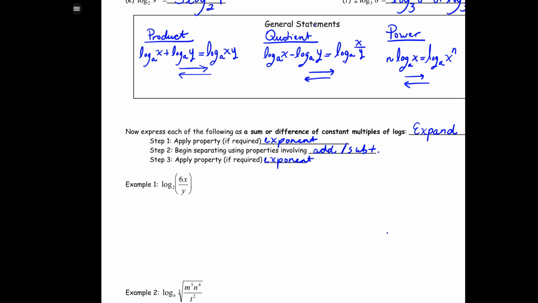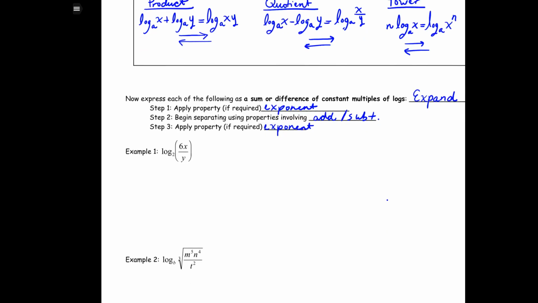So let's take a look at example 1. Example 1, we have log base 2 of 6x divided by y. What do you think we would do to separate this? Any ideas of what we would do first, maybe? So you could use the quotient property first to separate those. So yes, we could look at this as log base 2 of 6x minus log base 2 of y to get rid of that division sign.